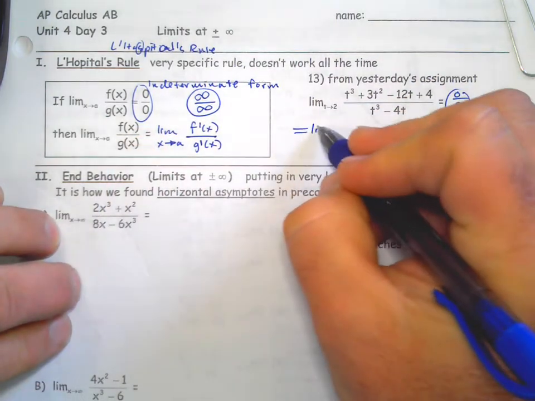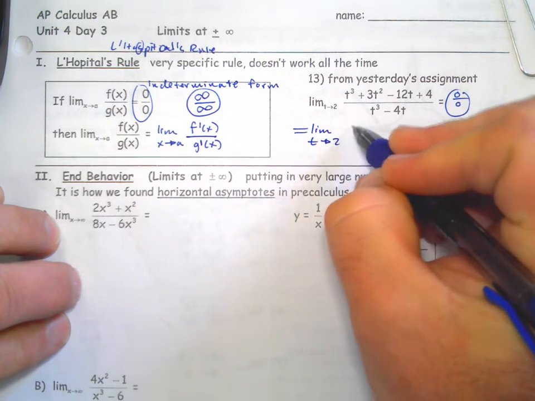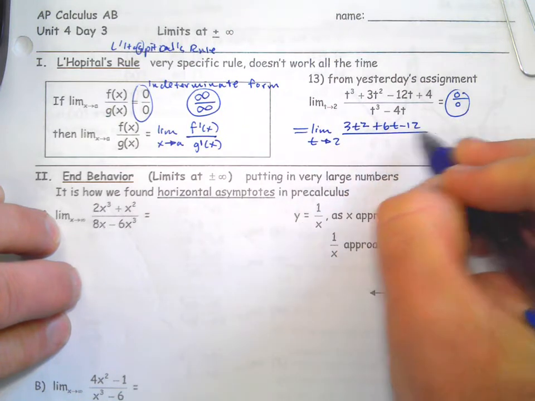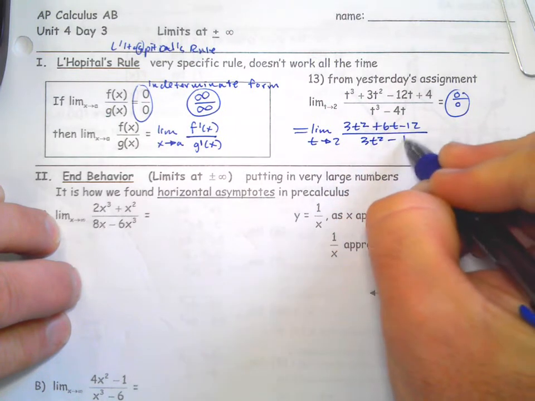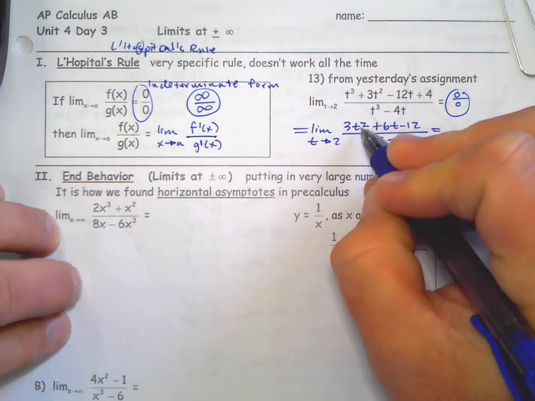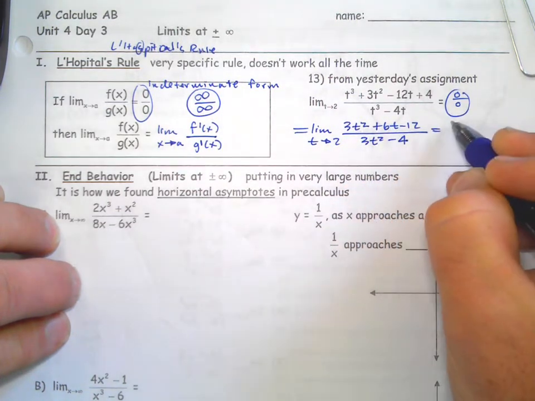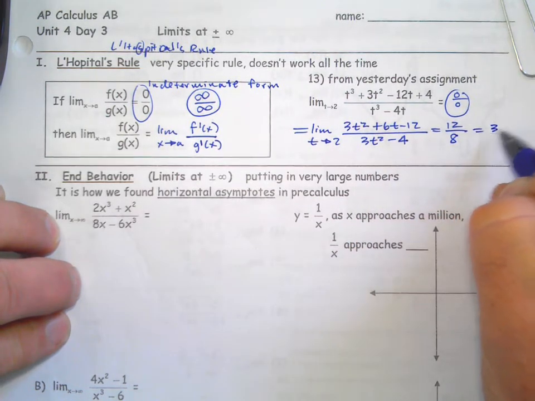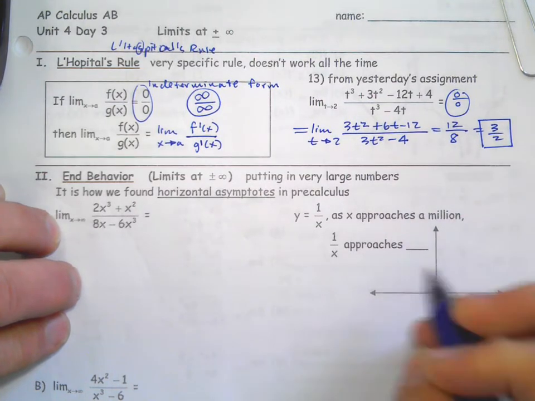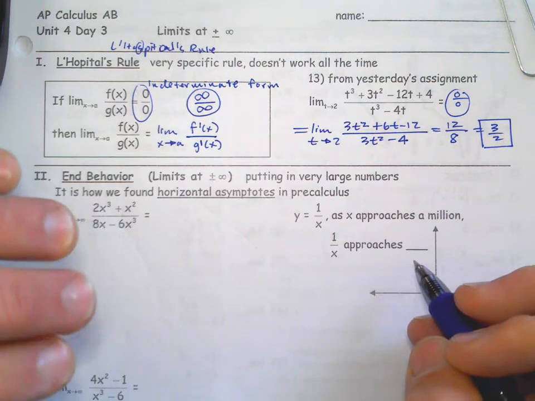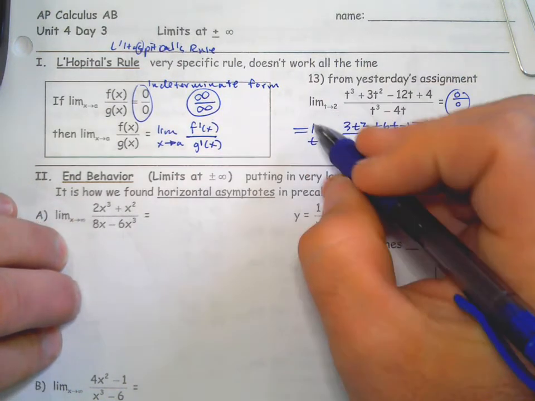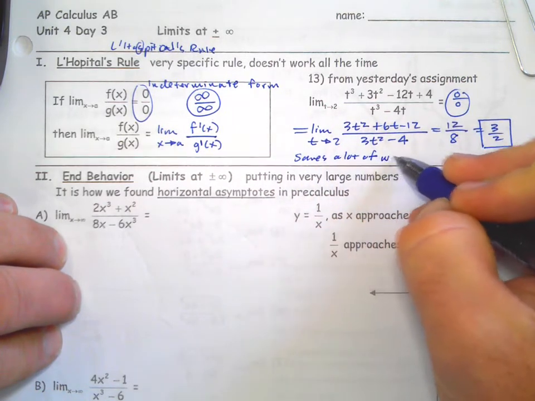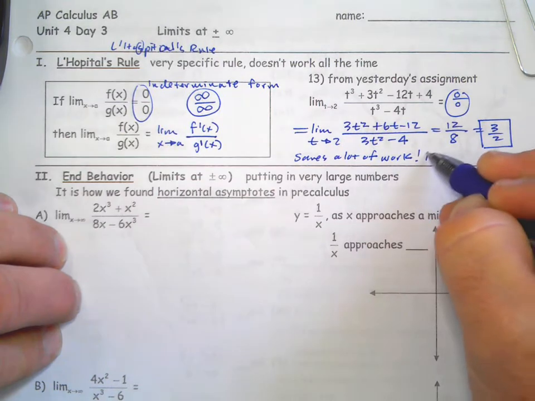So what it says is that you can just take the derivative of the top, 3t squared plus 6t minus 12, derivative of 4 is 0, derivative of the bottom, 3t squared minus 4, and plug the number into this, and you're going to get 12 plus 12 is 24, minus 12 is 12. On the bottom, you're going to get 12 minus 4 is 8, and then your final answer is 3/2. Now compare that to the work we did on the homework, and this was way faster and way easier. Okay, so saves a lot of work. Didn't have to do synthetic.